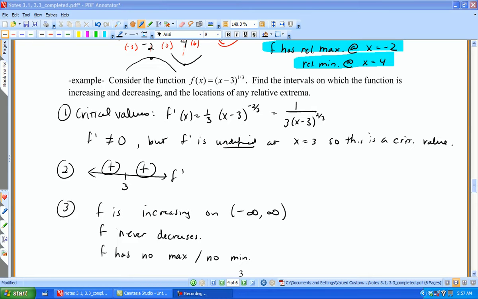Okay, this is part 3. I asked you to go ahead and work out this example right here where your function is f of x equals (x minus 3) to the 1/3. Okay, so I took the derivative. Check here, see if you agree.